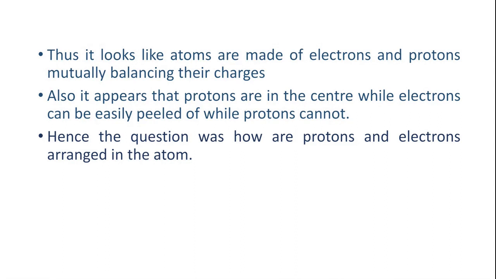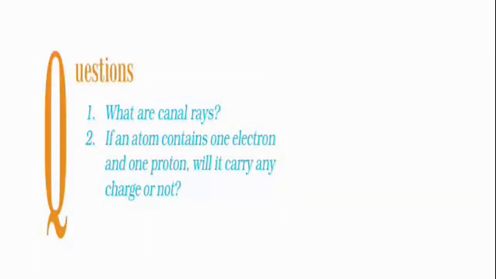Very good. Excellent. So this is the question. Now we know protons are there, electrons are there. One is positively charged, one is negatively charged. The question is, how are they arranged? Now we know, but in those days they didn't know. So they were thinking, how is it arranged? And all of them would do experiments. So we will see the different models of the structure of an atom. Before that, what are canal rays?